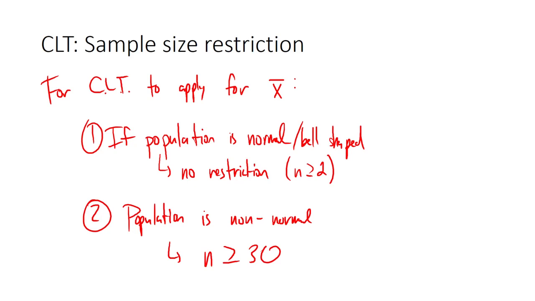Is that n equals 2 or greater than or equal to? Is it 2 or 1? 2. Yeah, because you have to have at least 2 people to average them.